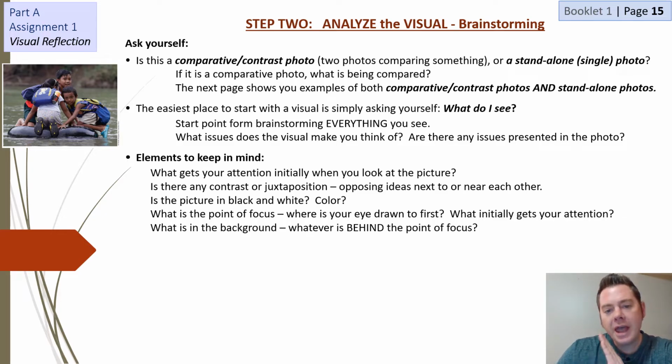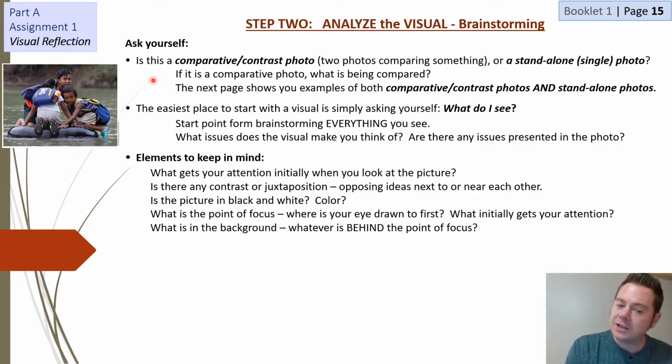Now, when you're analyzing the visual, this is step 2. You're going to be brainstorming ideas. You need to ask yourself, is this a comparative or contrast photo? That's when you'll have 2 photos comparing something. Or is it a standalone, a single photo or visual? Now, if it's a comparative photo, what is being compared? The next page that we have here shows you examples of both comparative contrast photos and standalone photos. So stay tuned here in a second.